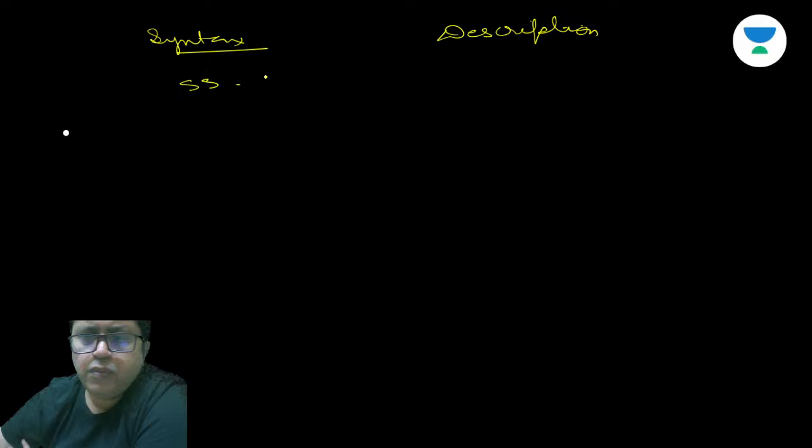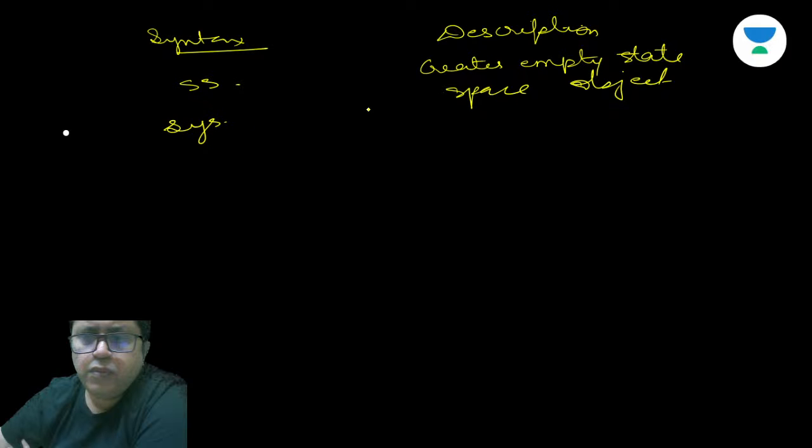Okay, SS creates an empty state space object. sys = SS(A,B,C,D) creates a continuous time state space object.